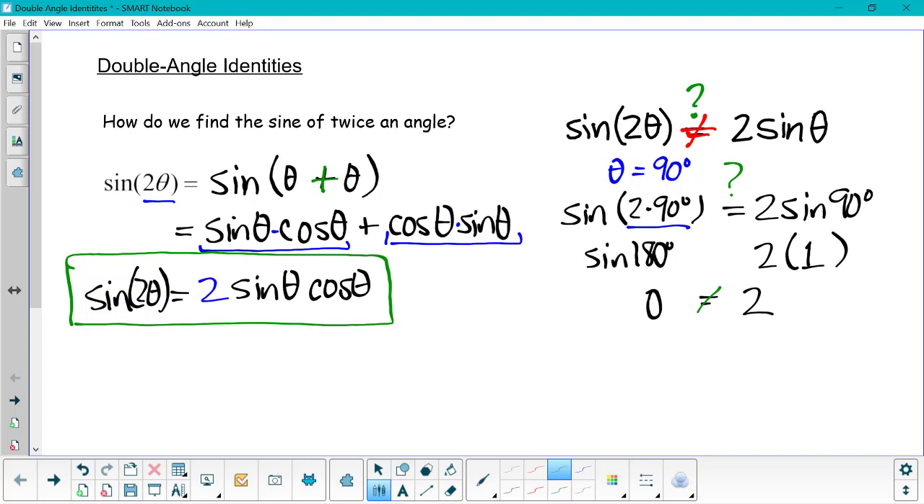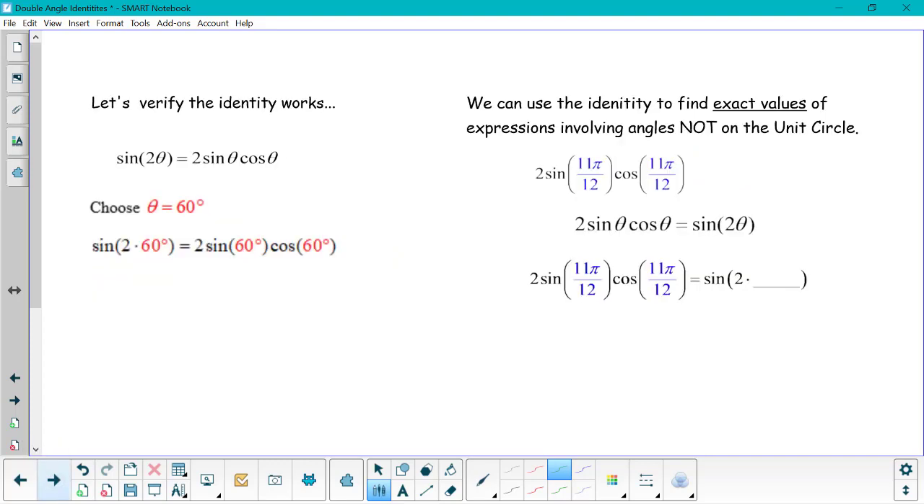So it works for things where I don't know the actual angle measure, and it also works for rewriting expressions and doing different things. So let's make sure this really works. I'm going to choose theta as 60 degrees. So the sine of 2 times 60, which is basically the sine of 120.